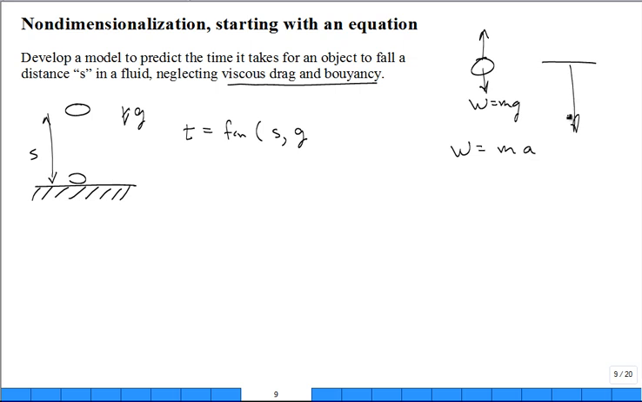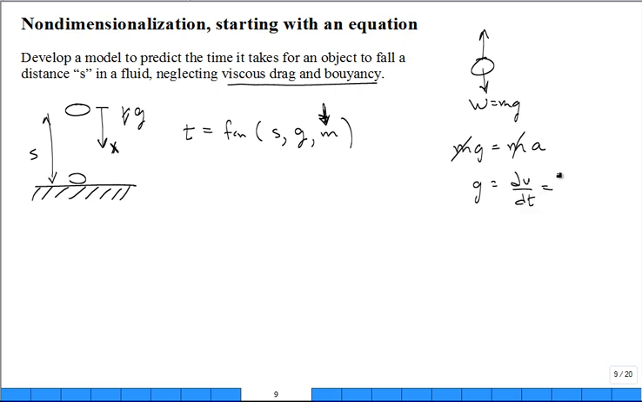I'll put the scale like this, x going down toward the ground. Okay? And so what I have is mg is equal to ma. You notice I really didn't need to put m into the equation because it's going to cancel right now. The mass of the object is not going to be relevant in this model. And we get that g is equal to dv/dt, which is d²x/dt².